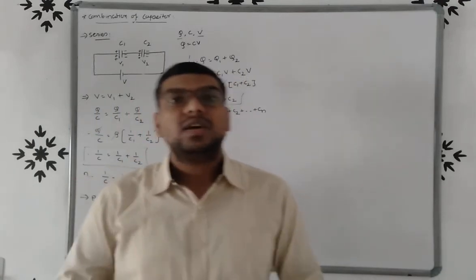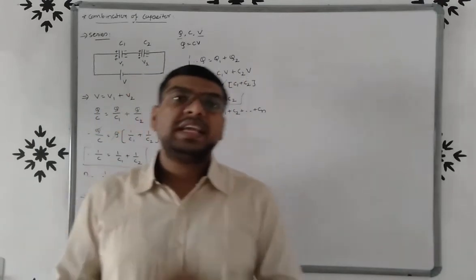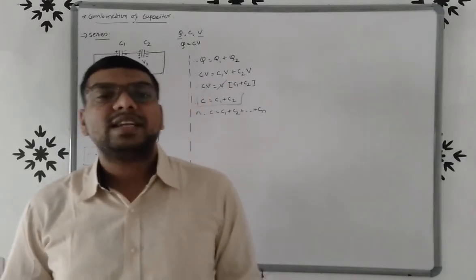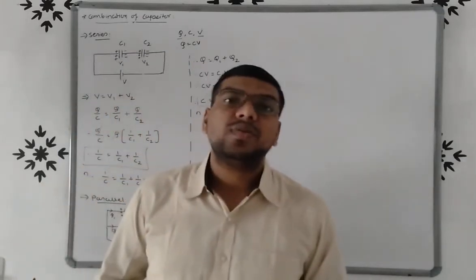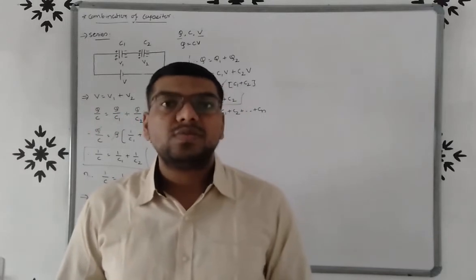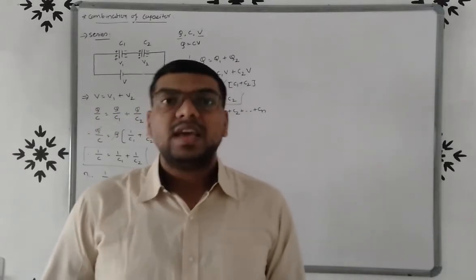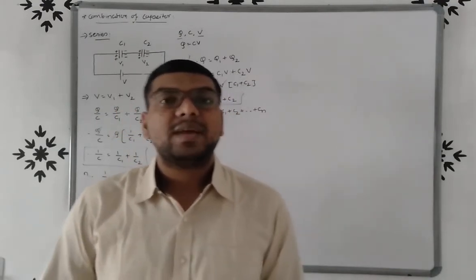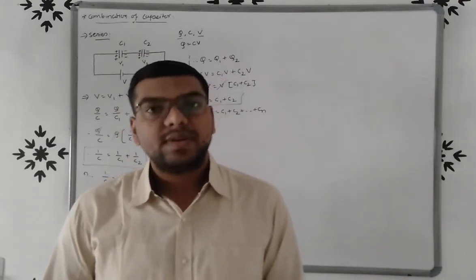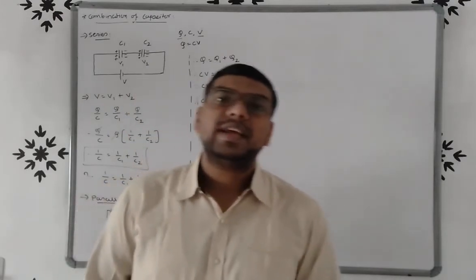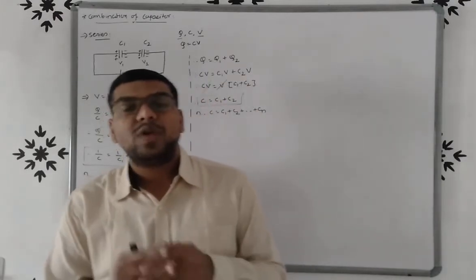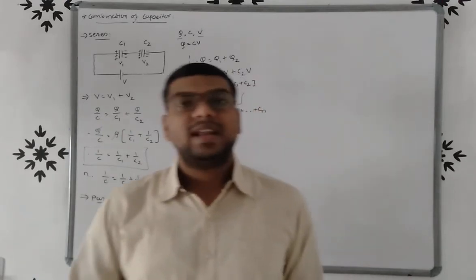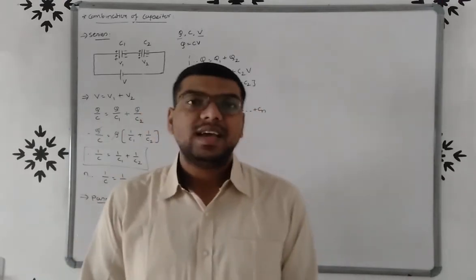So if I say three capacitors are connected in series, then equivalent capacitance is given by 1 by C is equal to 1 by C1 plus 1 by C2 plus 1 by C3. If I say three capacitors are connected in parallel, then equivalent capacitance C is equal to C1 plus C2 plus C3, right. So friends, you have to remember the concept of series and parallel combination of capacitors, right.